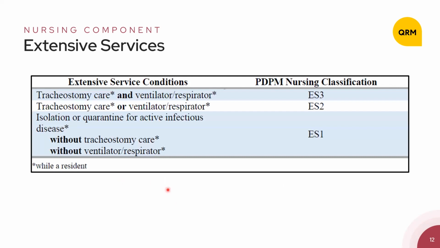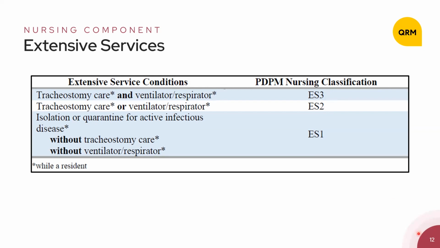So what this looks like when you're looking at the PDPM nursing classification is you have an ES at the beginning. That tells us it's extensive services. And then the end split is either a 3, 2, or a 1. The 3 tells me that they had a trach and a vent. The 2 tells me they had a trach or a vent. And the 1 tells me that they had isolation without a trach and without a vent.